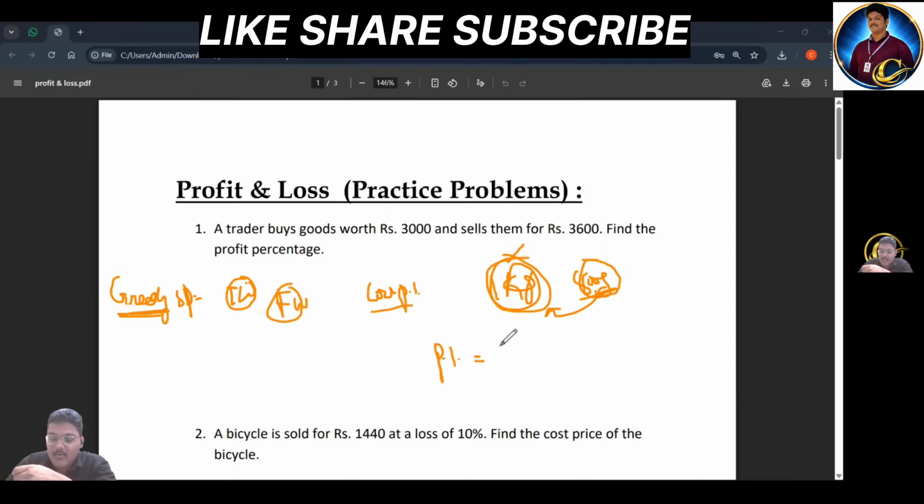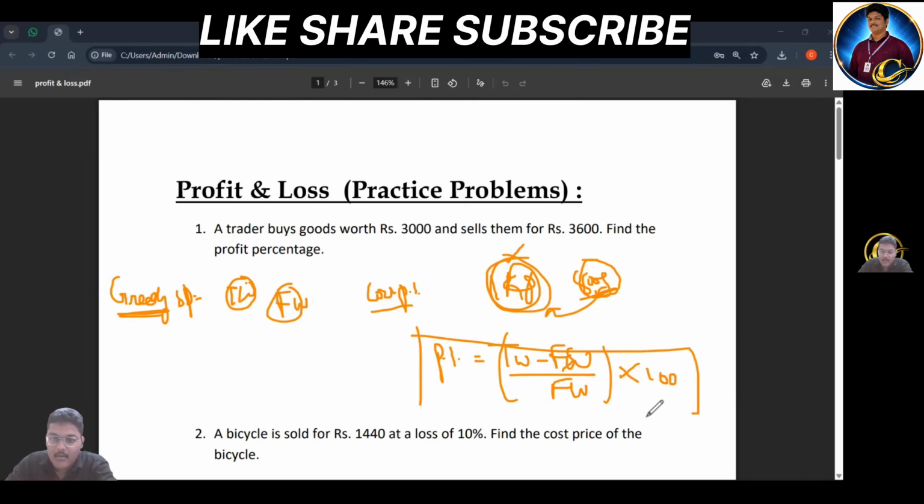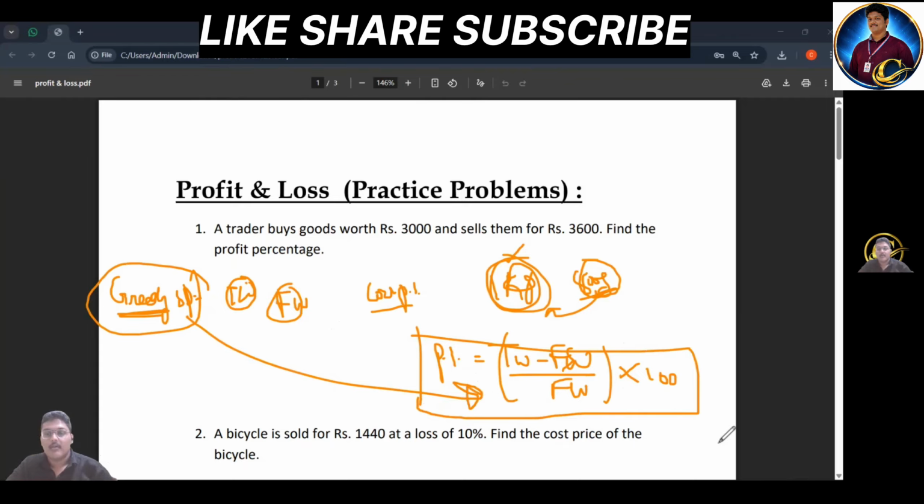So obviously, he gets profit. Profit percentage is equal to true weight minus false weight, by false weight, into 100. This is the formula for the greedy shopkeeper. This is the most important question, a direct question we will get.